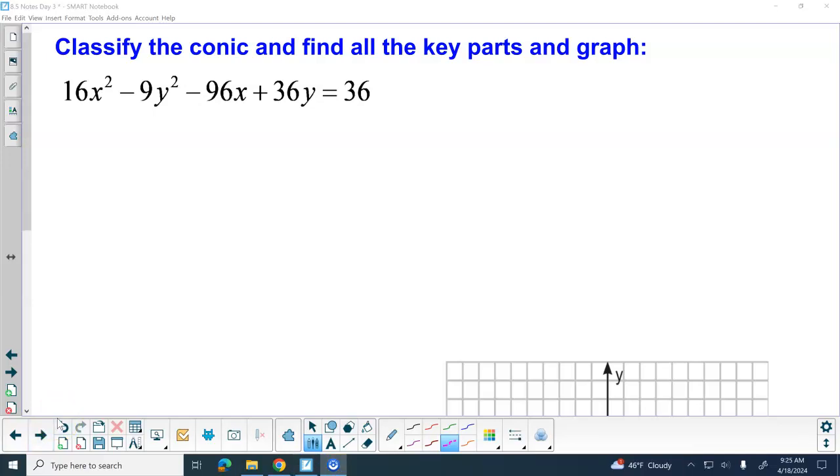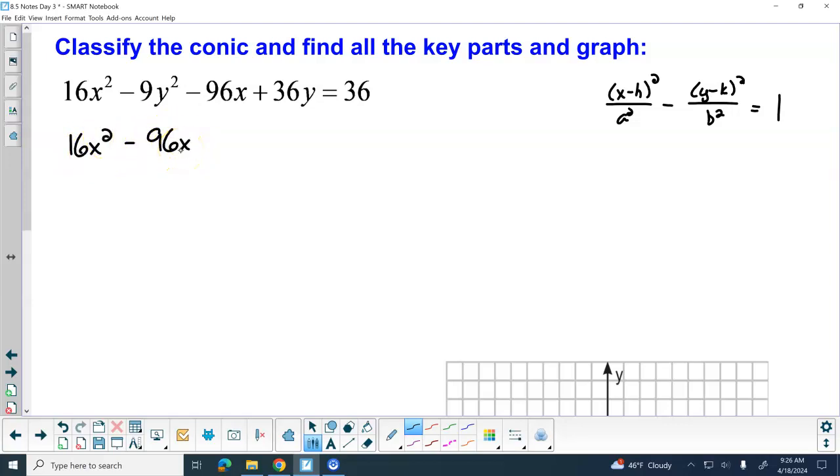So what's this going to be? It's going to be a hyperbola. And since x squared is positive, that means it's going to be an (x minus h) quantity squared over a squared minus (y minus k) quantity squared over b squared equals 1 type of hyperbola. Okay? So let's group our stuff. That's going to be 16x squared minus 96x, leave a space, minus 9y squared plus 36y, leave a space, equaling 36. Agree with my first setup? So far, so good. Okay.